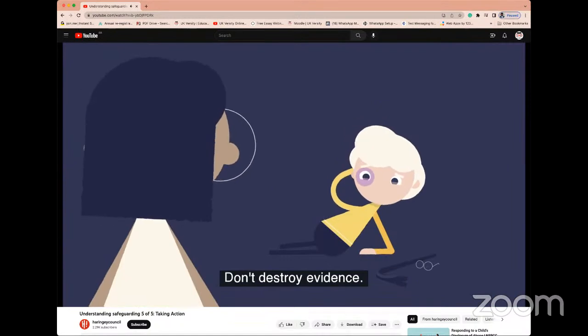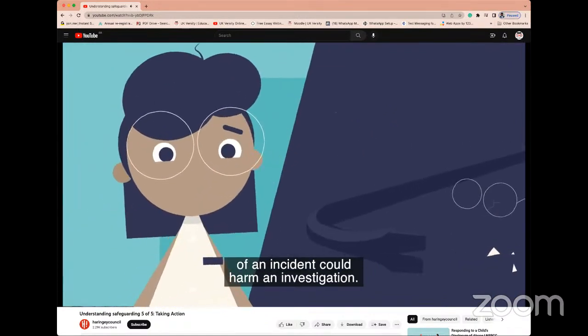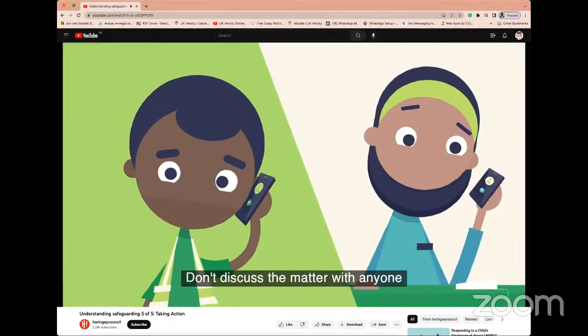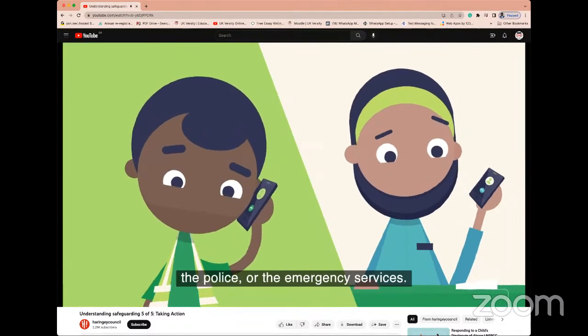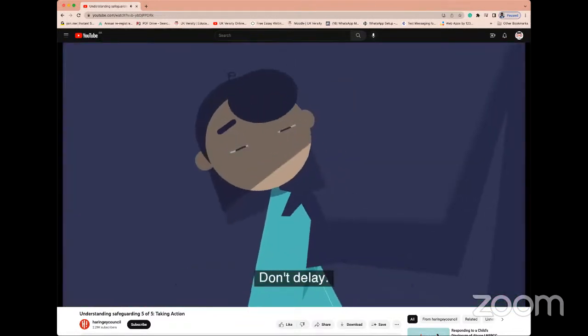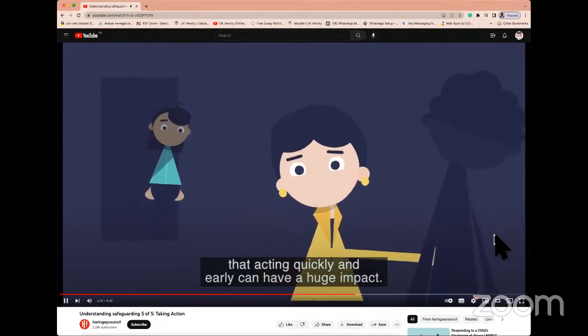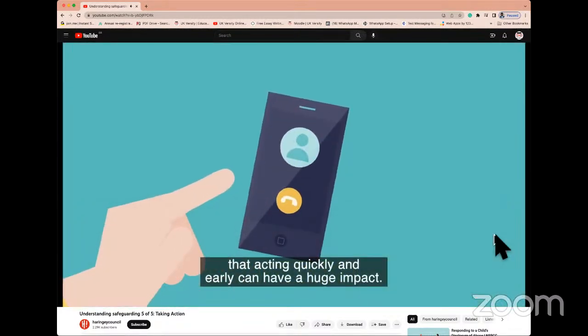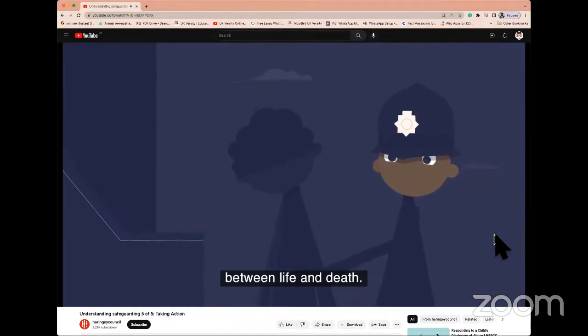Don't destroy evidence. Interfering with anything on the scene of an incident could harm an investigation. Don't discuss the matter with anyone other than your manager, social services, the police, or the emergency services. Don't delay. From all of our stories, it's quite clear that acting quickly and early can have a huge impact. In some cases, it can mean the difference between life and death.